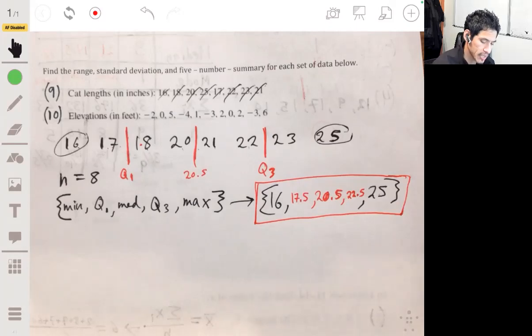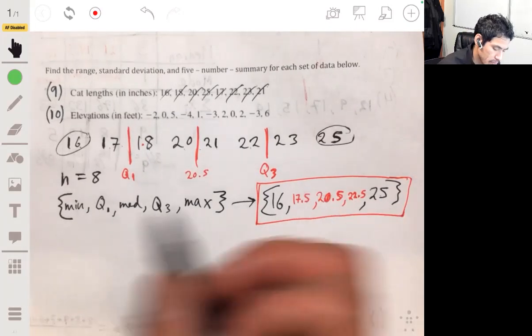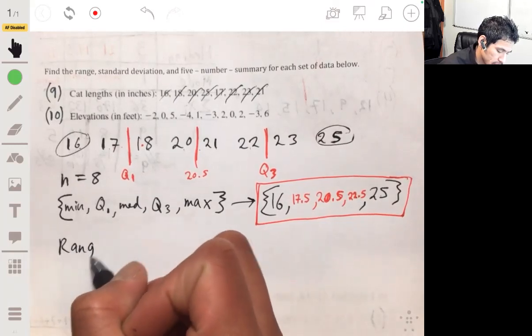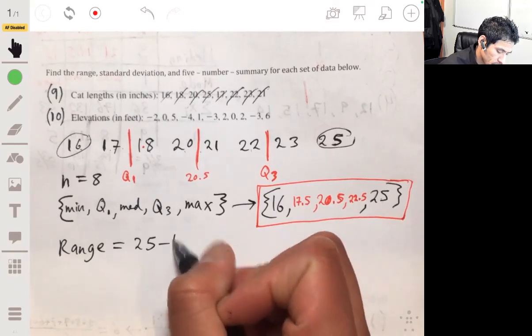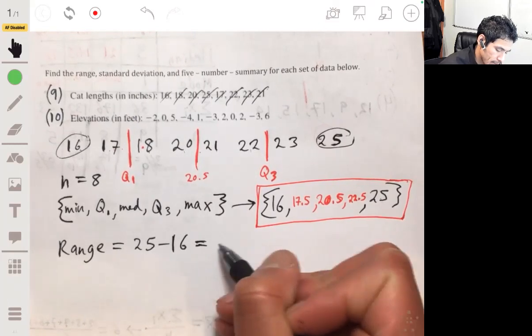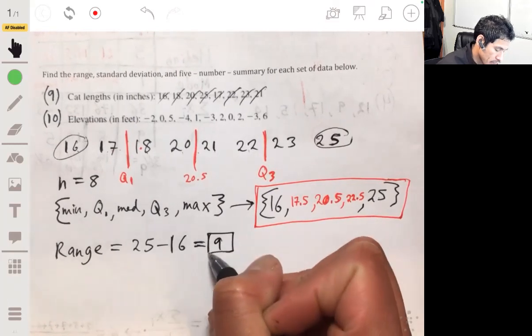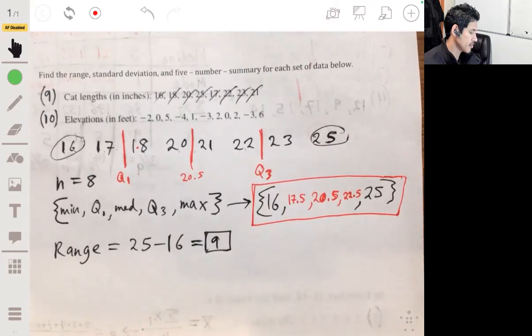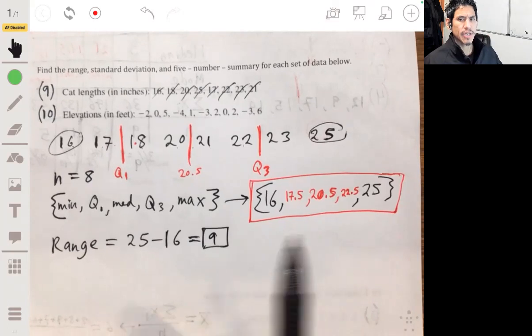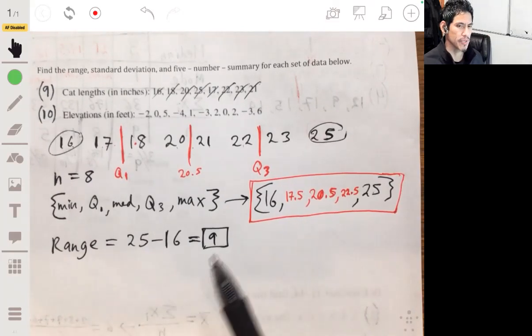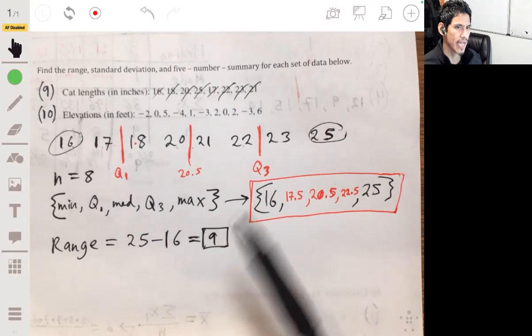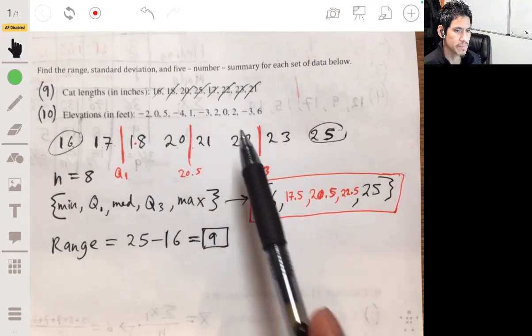Now the range is simply the distance from the maximum to the minimum. So the range will be equal to 25 minus 16, which is 9. And as you probably already know, this just tells you how much variation there is between the largest and smallest values in a data set. The cat lengths vary by 9 inches.